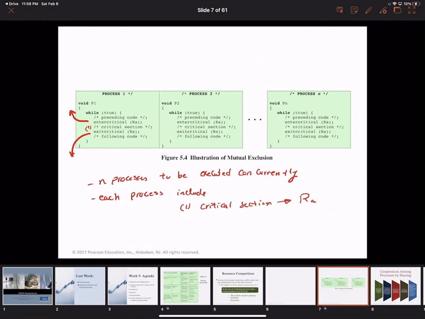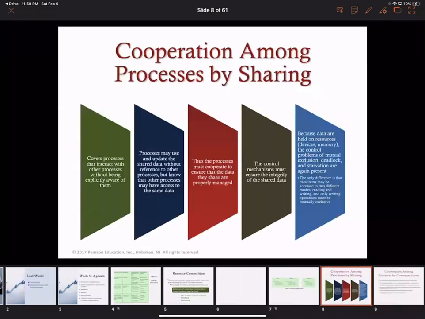So the second level of awareness is cooperation between the processes. This kind of cooperation is by sharing resources, which means we are talking about the case of cooperation by sharing, where processes interact with other processes without being explicitly aware of them. For example, multiple processes may have access to a shared variable, a shared file, or a shared database. Processes may use and update the shared data without reference to other processes, but know that other processes may have access to the same data. That's why we say it's cooperation by sharing, indirect cooperation.